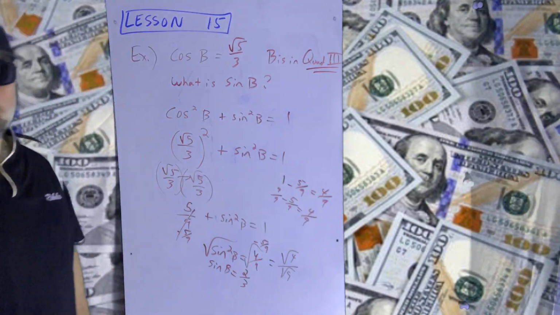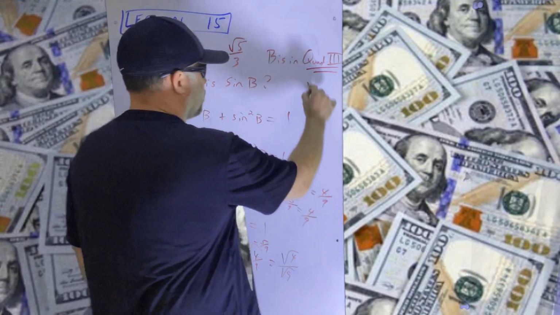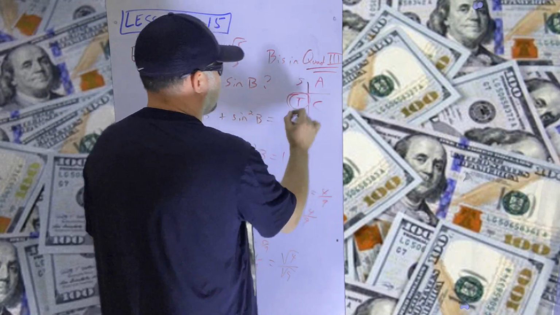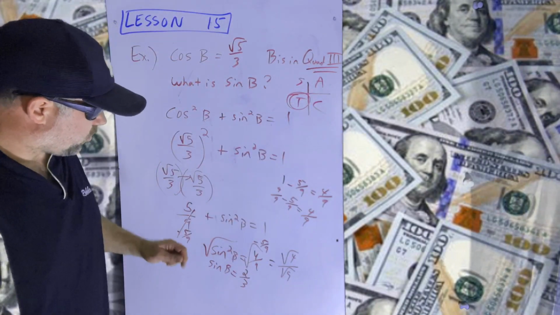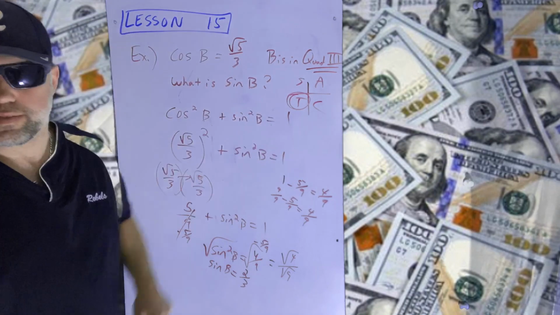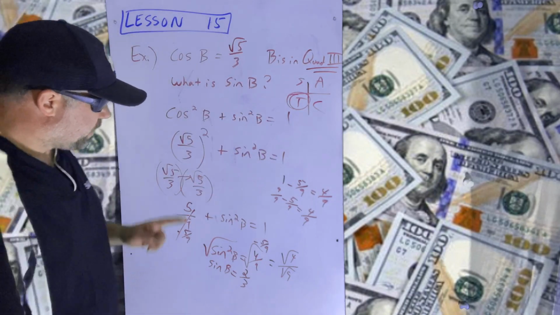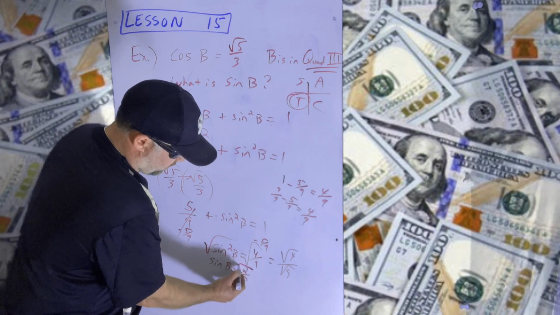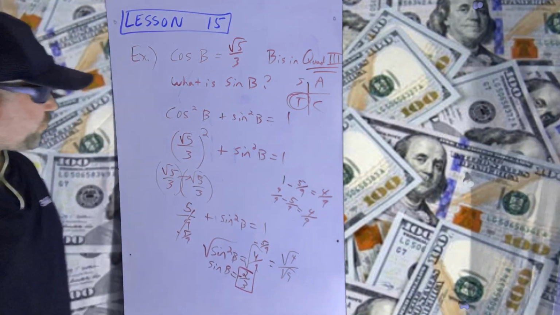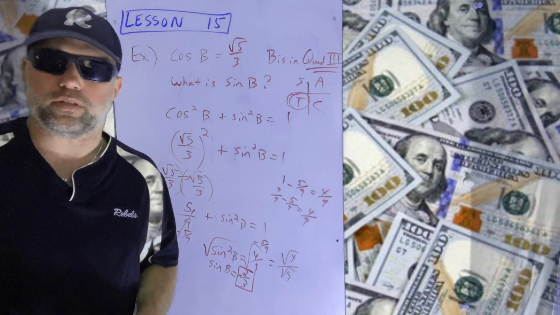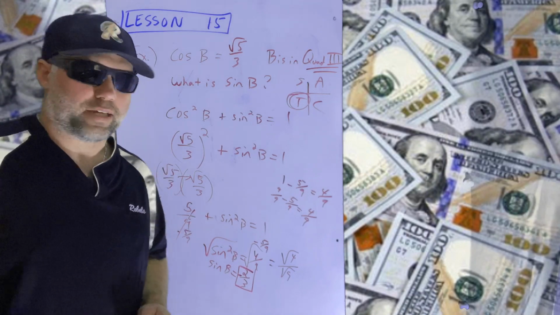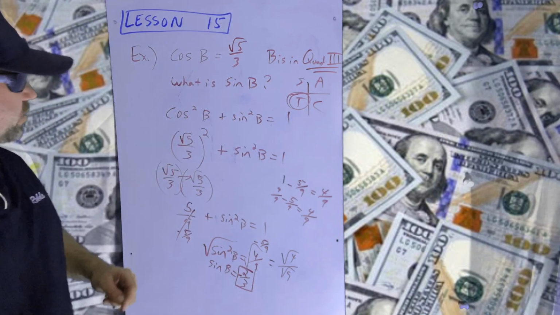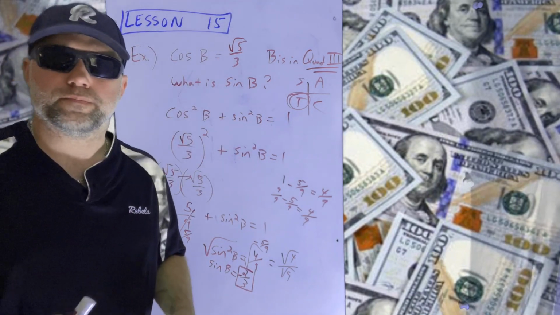We were in quadrant 3. So when you go to quadrant 3, which is the T quadrant, sine is negative in the T quadrant. So I need to make sure that I put a negative on my answer. So call it -2/3. So there's an example of our first time using this Pythagorean identity right here. Cosine squared plus sine squared equals 1.